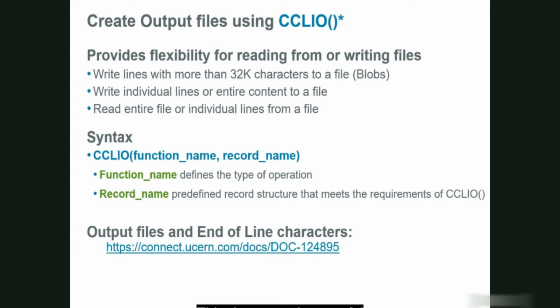This document is a useful resource when working with output files. It breaks down the various stream options and what they allow for when applying end-of-line characters. This document also contains a full example program that demonstrates writing a file using CCL IO.